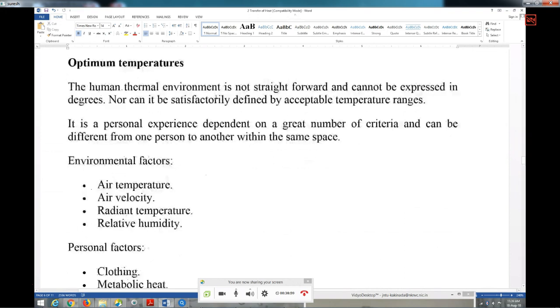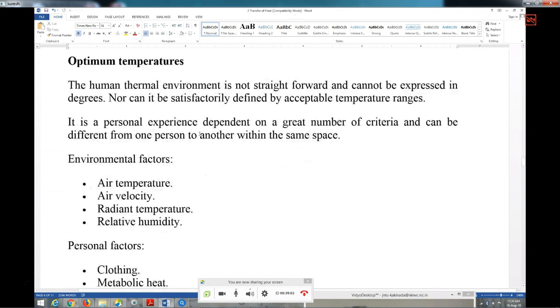Then coming to optimum temperatures. Optimum is the maximum point where we are going to be comfortable. So if a limit is crossed, automatically the comfort conditions turn into discomfort. So optimum temperature is also important to be discussed.